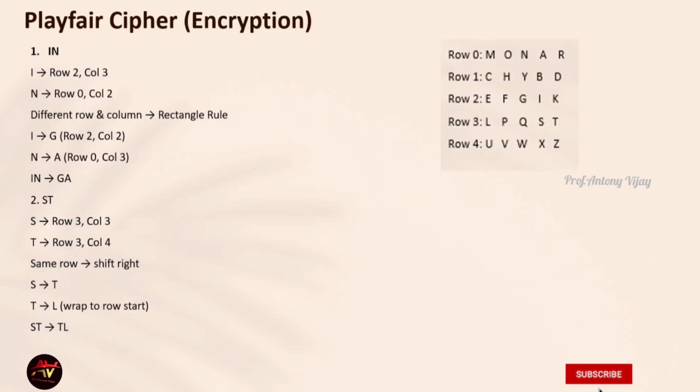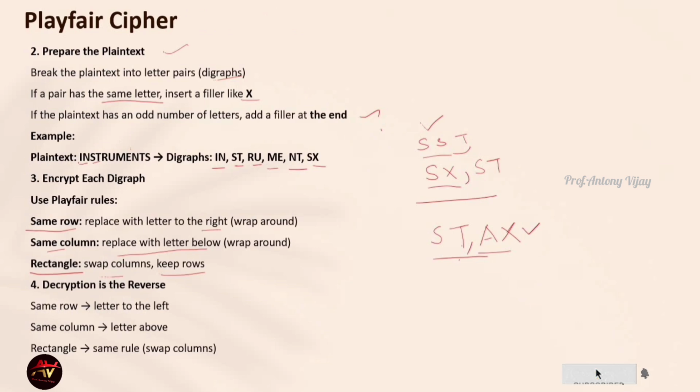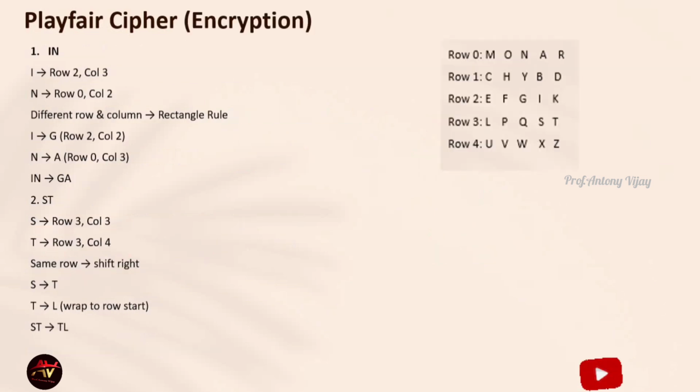So now we can start our encryption process. In this encryption process, we have to take the plain text. The plain text is already separated like this: INSTRUMENTSX. Okay, let's see one by one. First, I have to take IN. So from this, we have to find the position of I and N. I is in row 2, column 3. Then N is in row 0, column 2. Both of them are in different rows and different columns, so we have to apply the rectangular rule.